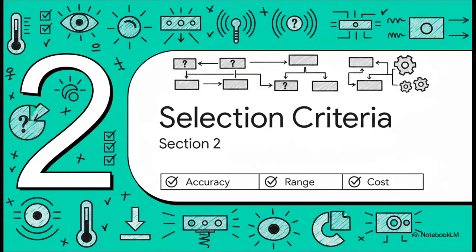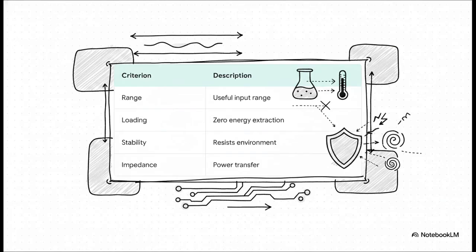Moving right along to Section 2, Criteria for Sensor Selection. If you're designing a system, this list right here is kind of your holy grail. Obviously, you have to consider the operating range, the useful range of the input quantity. But the absolutely crucial point here is the loading effect. This is such a fascinating engineering principle. Ideally, the sensor you select should extract absolutely zero energy or force from the quantity it's measuring. I mean, if your sensor inadvertently changes the temperature of the water it's trying to measure just by being there, well, your data is already flawed.